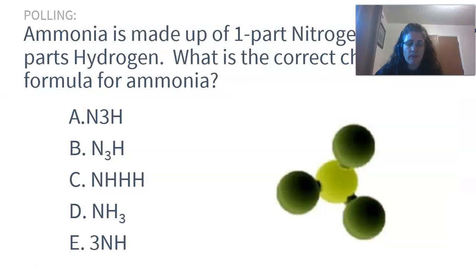All right. So here's another one. Ammonium is made up of 1 part nitrogen, that light green right there, and 3 parts hydrogen, 1, 2, 3 on the outside. What is the correct chemical formula for ammonium? So how do we write it correctly?